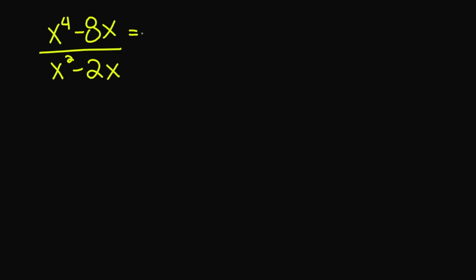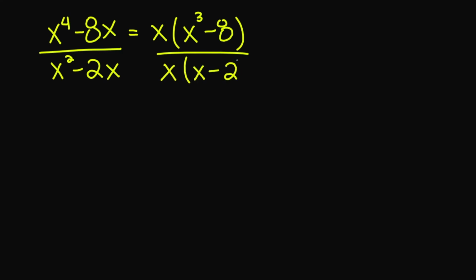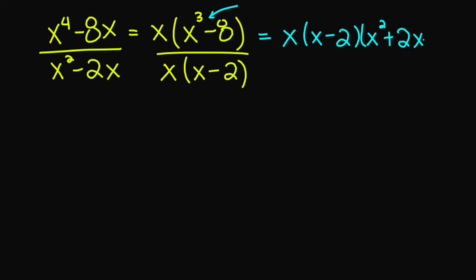So I'm going to go ahead and factor my numerator. I can factor out an x and I'll be left with x cubed minus 8. In my denominator, I can factor out an x and I'll be left with x minus 2. In this example here, notice we have the difference of two cubes. So this is going to equal x times x minus 2 times x squared plus 2x plus 4. And then my denominator, we have x times x minus 2.